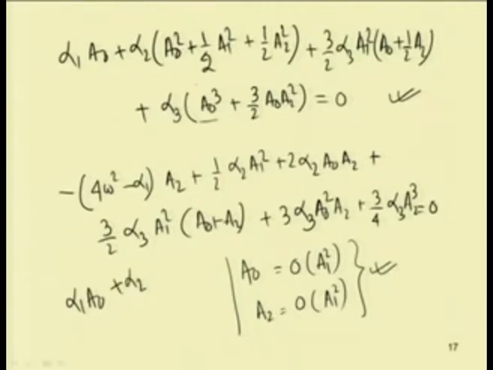by 2 into a1 square. So, this will be equal to 0, and here we have neglected the order of epsilon to the power 4. So, from this we can write a0 equal to minus half alpha 2 by alpha 1 a1 square, order of a1^4.